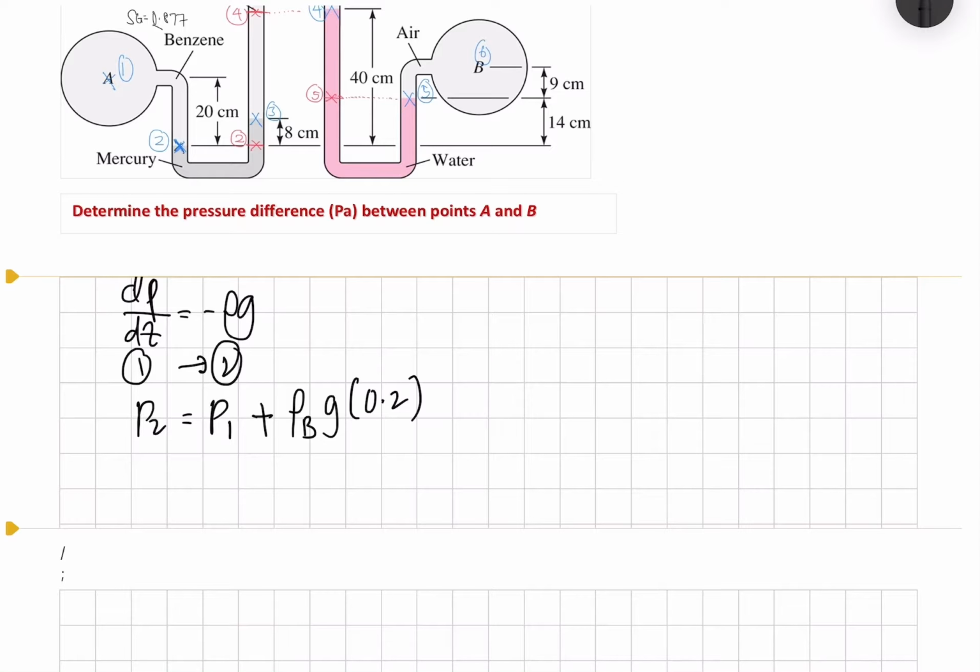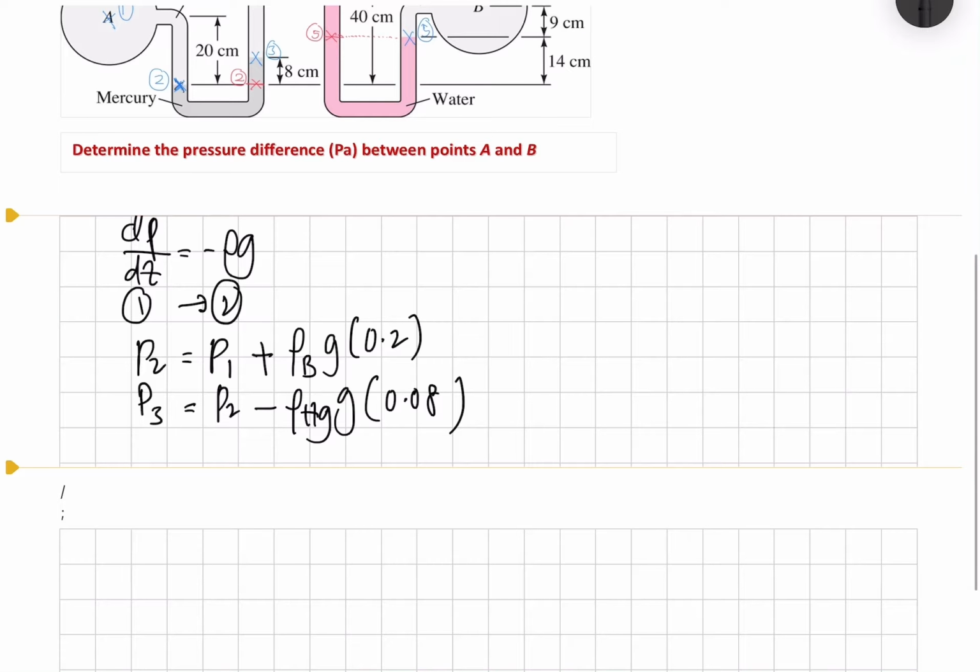Next, from point 2 you go to point 3. P3 is equal to P2, and now you are going up from 2 to 3, so minus the fluid, which is rho mercury, times g times the distance, which is 0.08. And then after that you have P4.